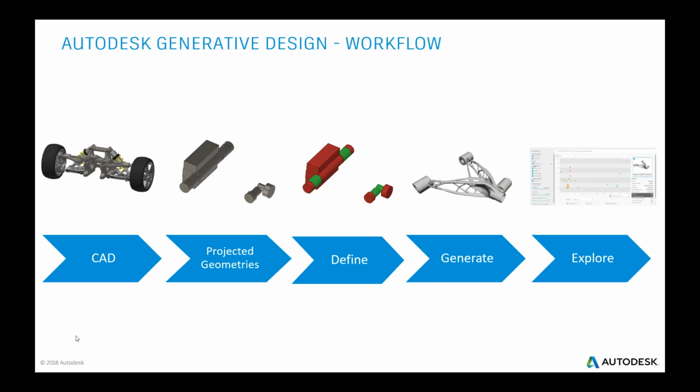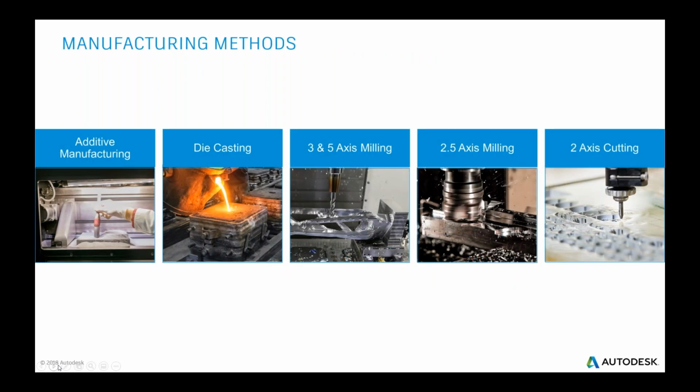But from a workflow standpoint, Mike mentioned there were 3 buckets that we might approach generative design from, and this one is looking at the part enhancement aspect of it. We have an existing CAD model of some front suspension. We're going to project certain geometries that are critical for our design, define those as regions that we want to keep or avoid, as well as some of our setup parameters, and then we're going to generate and explore the results. So if we go on to the next slide, we'll step through that.